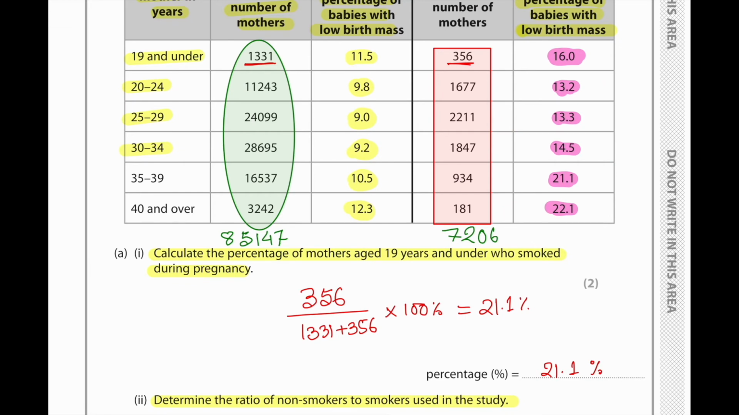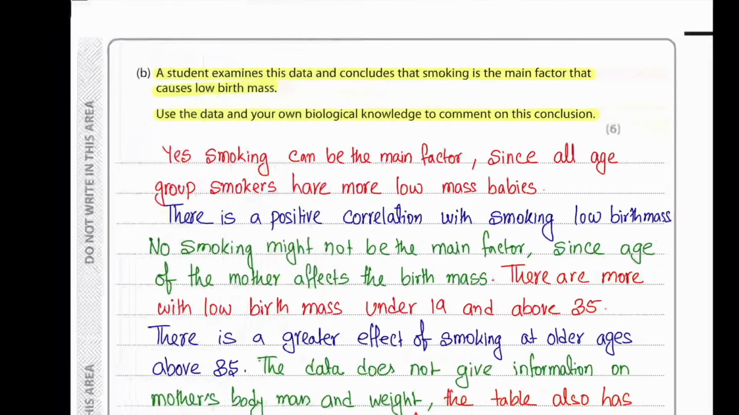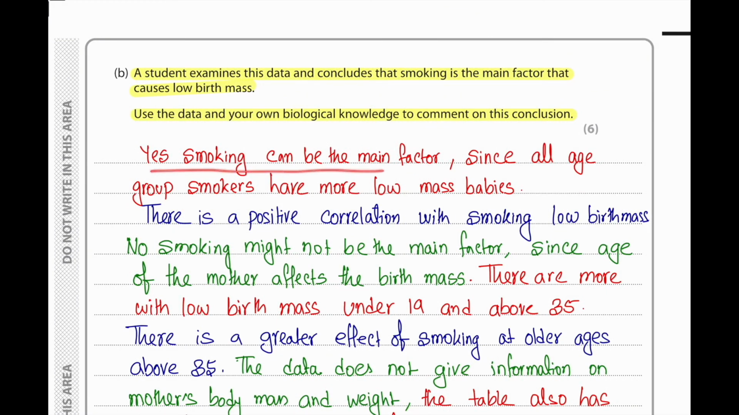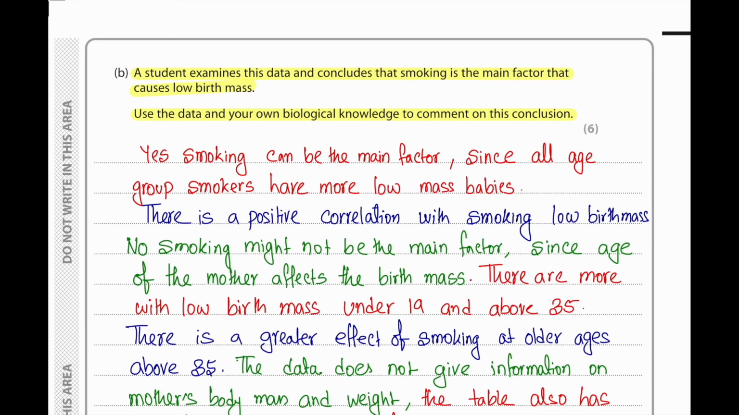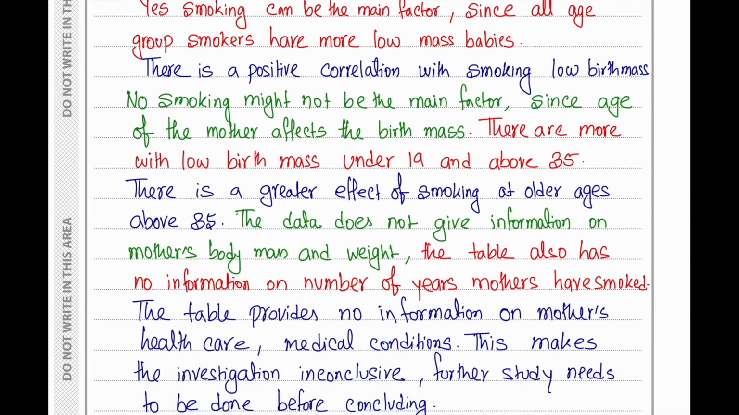In particular, we can see that mothers who were pregnant at 19 years or under had a higher percentage, and mothers who were getting pregnant at 35 or above also had a higher percentage of babies with low birth mass. So yes, smoking can be a main factor, since smokers in all age groups have more low mass babies. There is a positive correlation between smoking and low birth mass. We can say that. However, since the question asks us to comment on this conclusion, we must write against it.